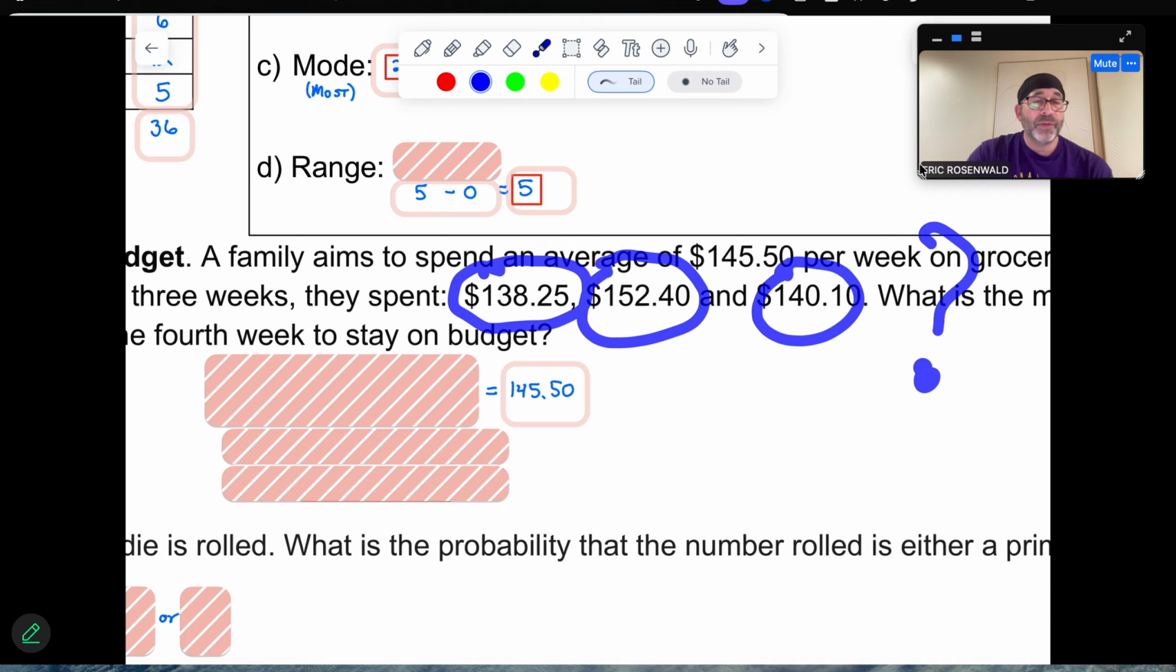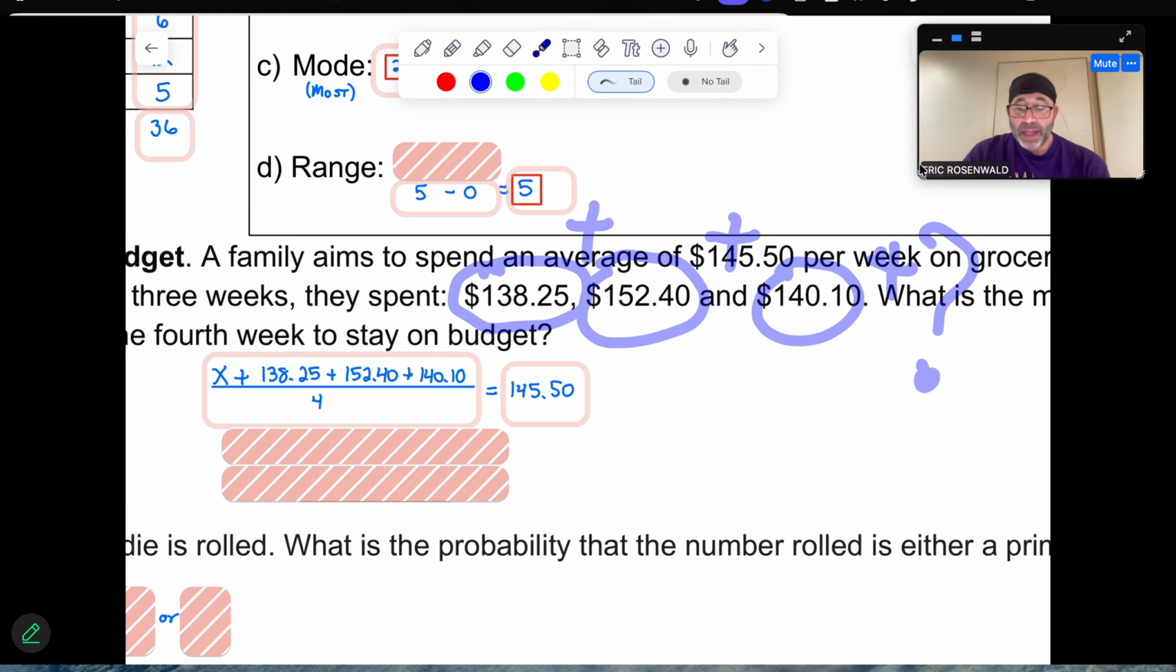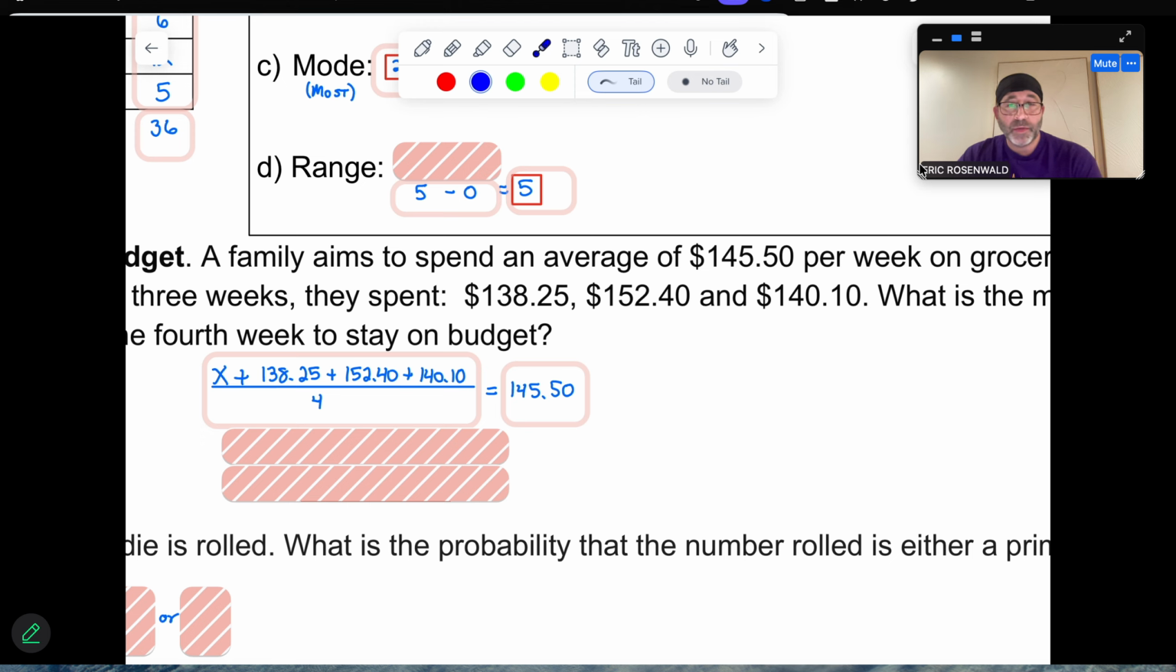Well, when we're finding average, remember, we're going to add each one of these values together, and we're going to divide by 4. Well, I don't know what that last value is, so let's set it up. If I take my last value, which is unknown, x, and I add the other 3 to it and divide it by 4, we have this equation. To get rid of this 4, the opposite of dividing by 4 is to multiply both sides by 4. That's going to cancel out these 4's right here.